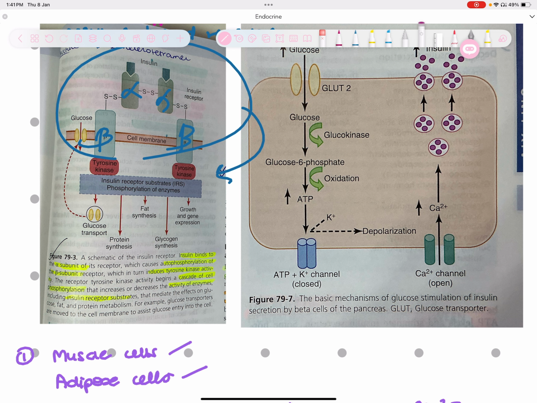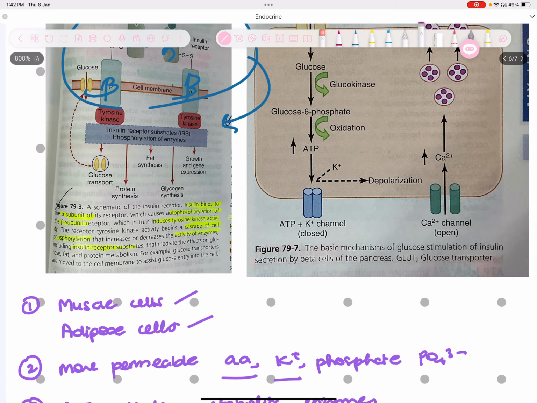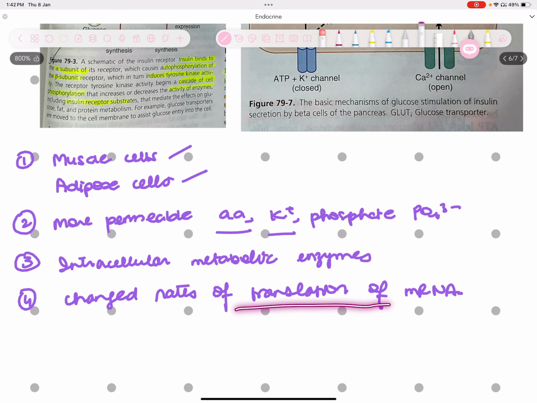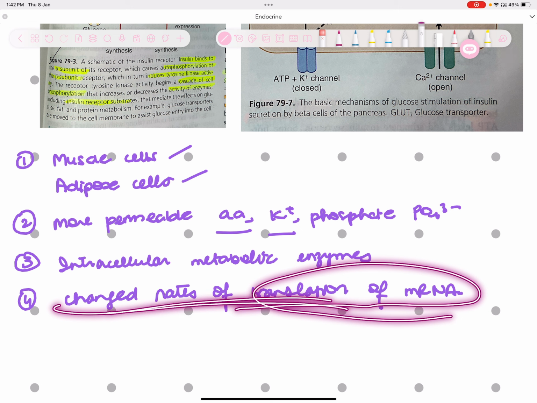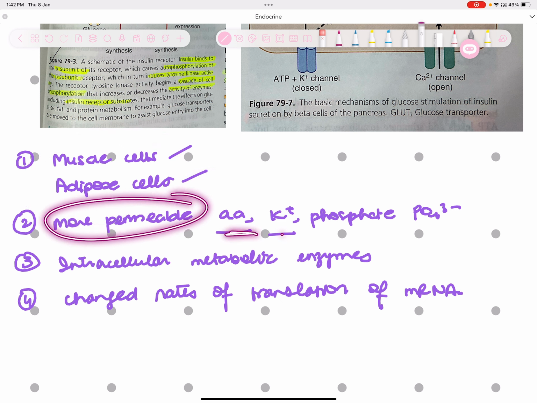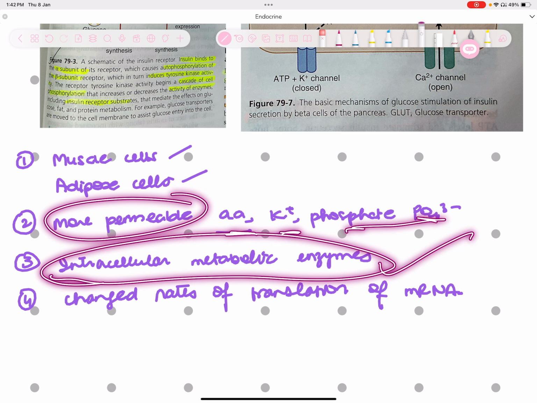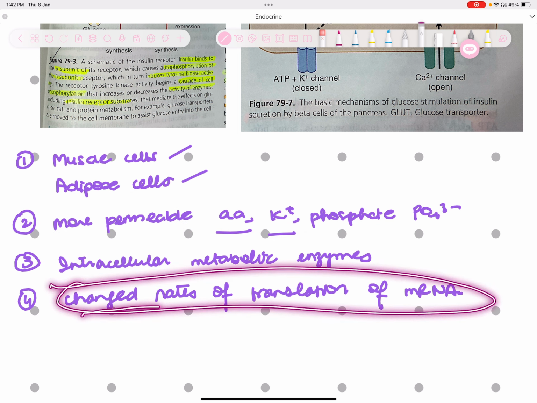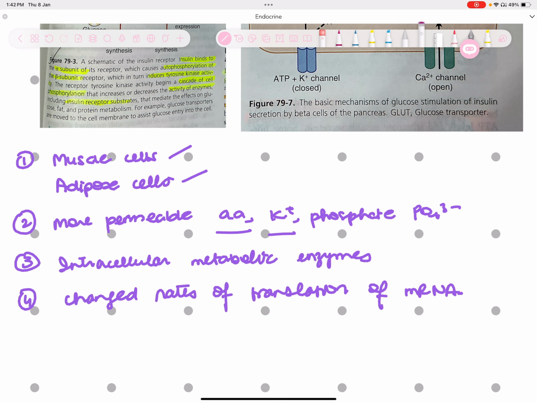And the other effect, again a much slower effect, is the change in rates of translation of messenger RNA. This is a more prolonged effect. So these are the four cellular effects: increased uptake of glucose by muscle cells and adipose cells, more permeability to amino acids, potassium, and phosphate ions, intracellular metabolic enzyme activity is increased or decreased, whatever is required according to the situation, and then there's a change in rates of translation of mRNA.